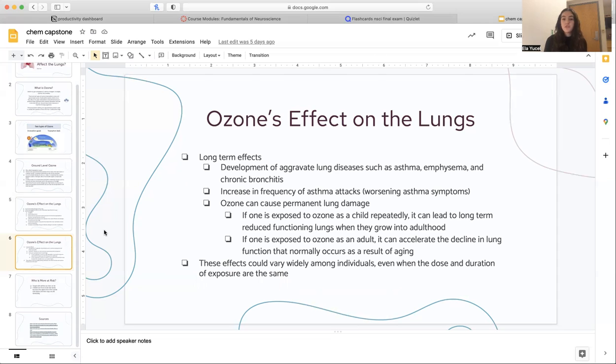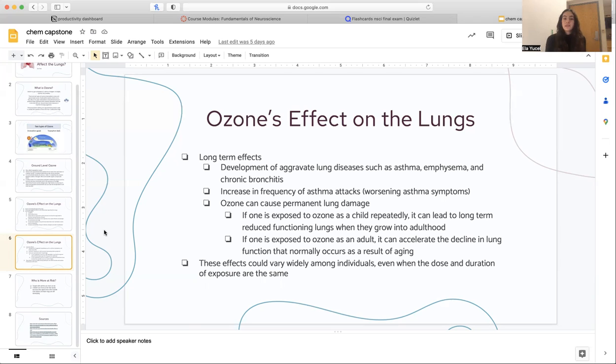If one is exposed to ozone repeatedly as a child, it leads to long-term reduced lung function when they grow into adulthood, which makes them more susceptible to acute and chronic lung conditions. And if one is exposed a lot to ozone as an adult, in addition to childhood, it can accelerate the decline in lung function. Normally, our lung function as humans does decline as a result of just aging, but ozone speeds up this process.